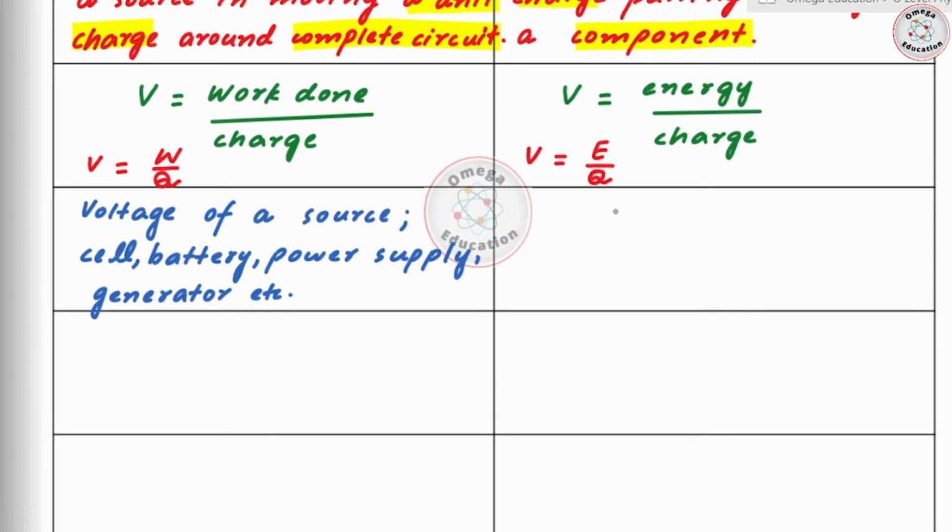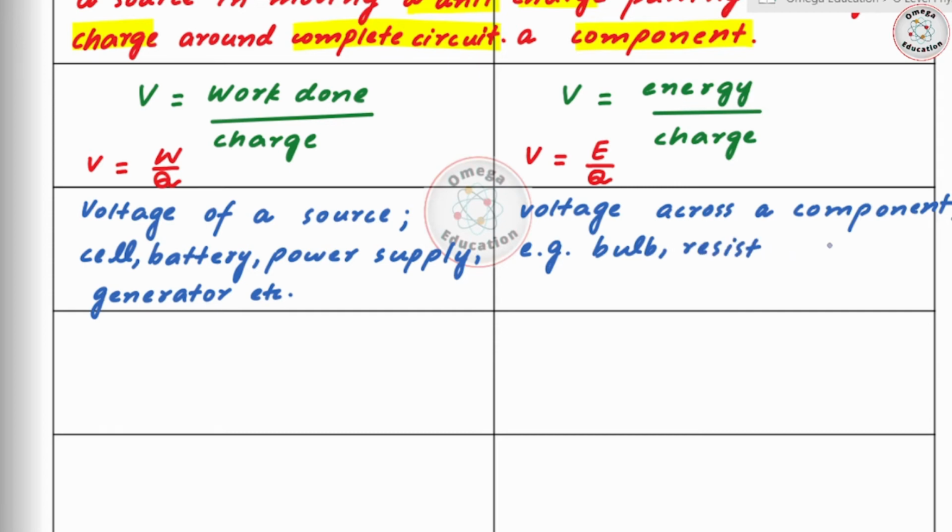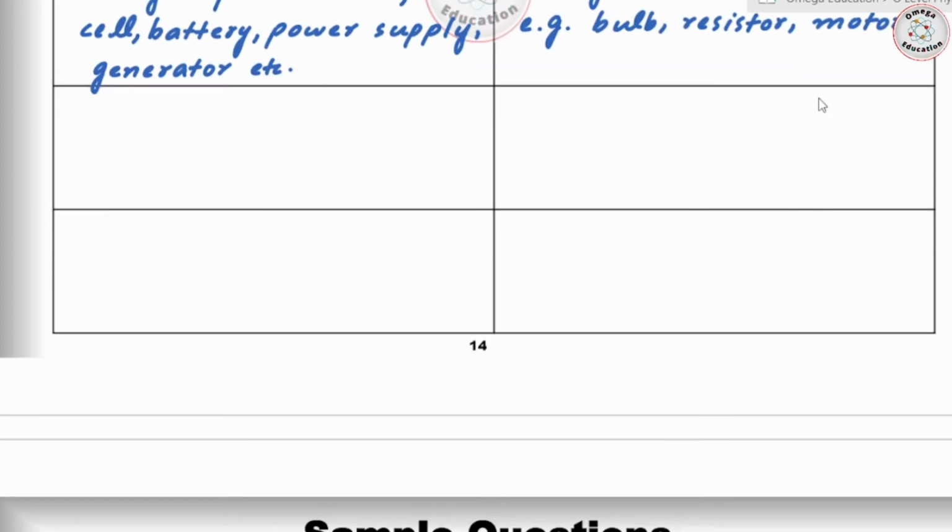And potential difference is generally the voltage across a component. So voltage across a component. For example, voltage across a light bulb, voltage across a resistor, voltage across a motor. When we say the word motor in physics, it generally means any moving device. It can be a fan, a drill machine, a washing machine, a juicer blender. So motor in physics generally means any moving device. So that was another difference.